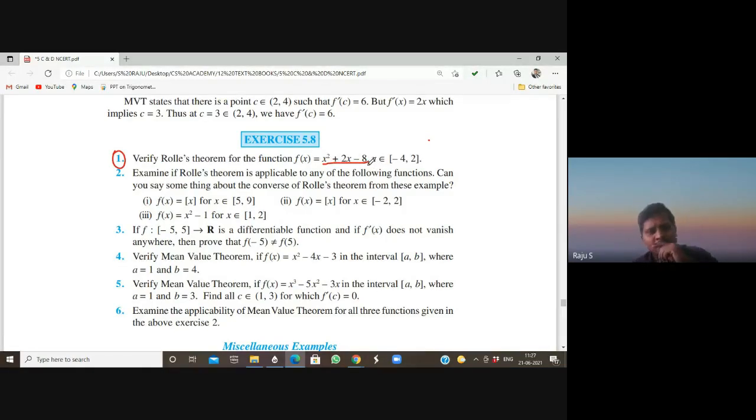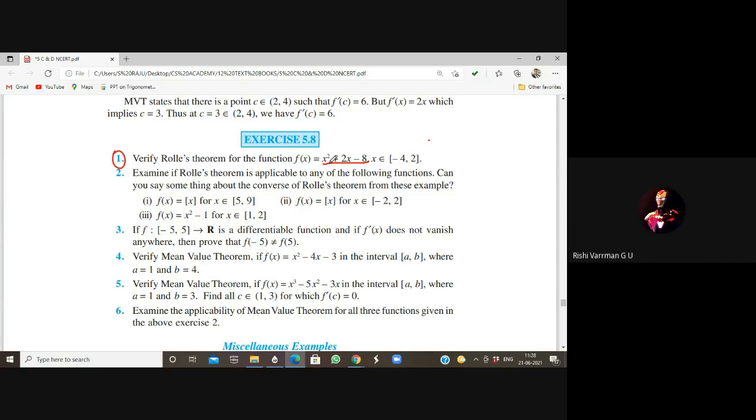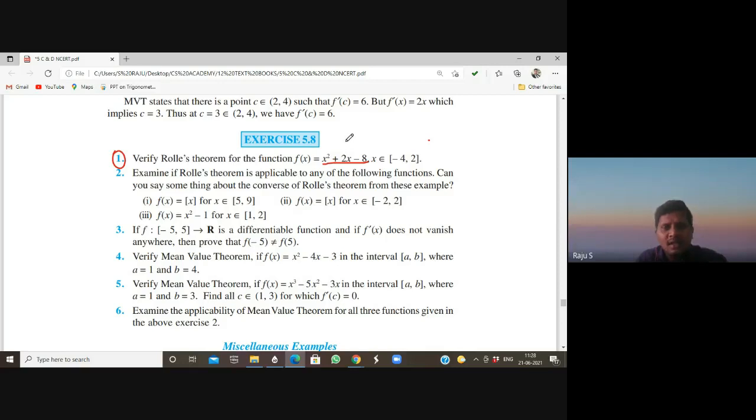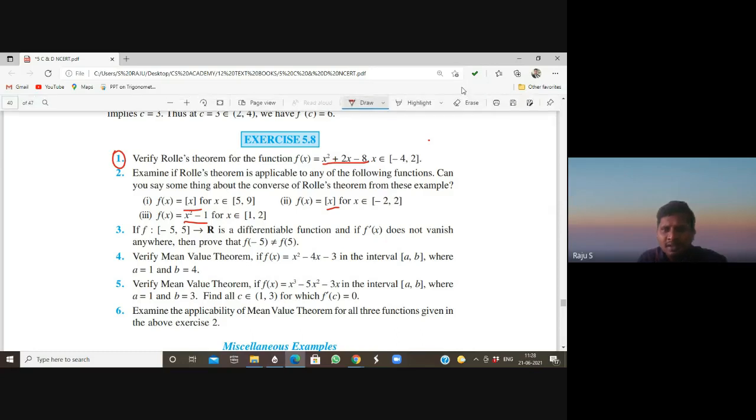is it a polynomial? Yes, students. So it is clearly continuous as well as differentiable, right? And we just need to check the third condition alone. Check that here, greatest integer is not at all continuous. But x square minus 1, again, is a polynomial, continuous and differentiable.